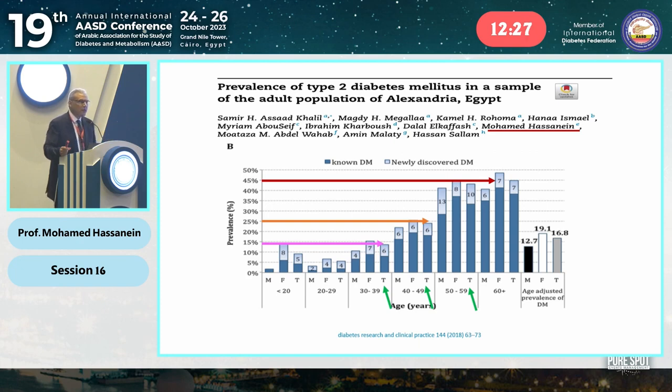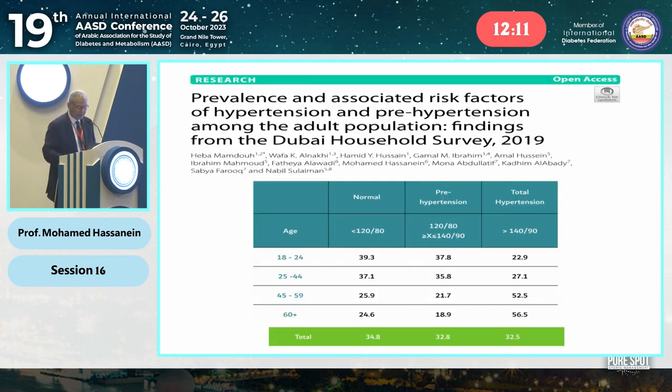The data from Egypt is similar. The prevalence of diabetes is very much higher and is getting higher and higher as we get older, and it's not different between men and women, and also a good percentage of people have undiagnosed diabetes.